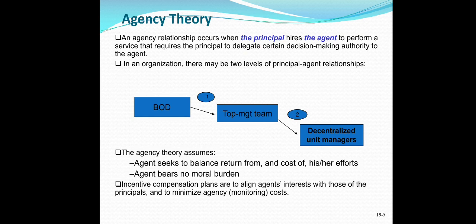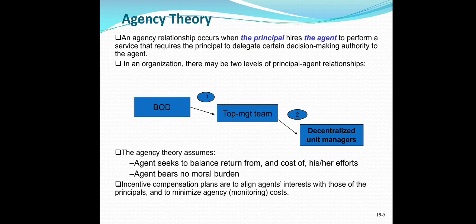But agency theory explains what are the things that are actually happening. These are what the agency theory explains about the agent. The agent seeks to balance return from and cost of his or her effort. Most of the time, the agent does what they can do, according to the return that they can get and the cost that they have to pay.